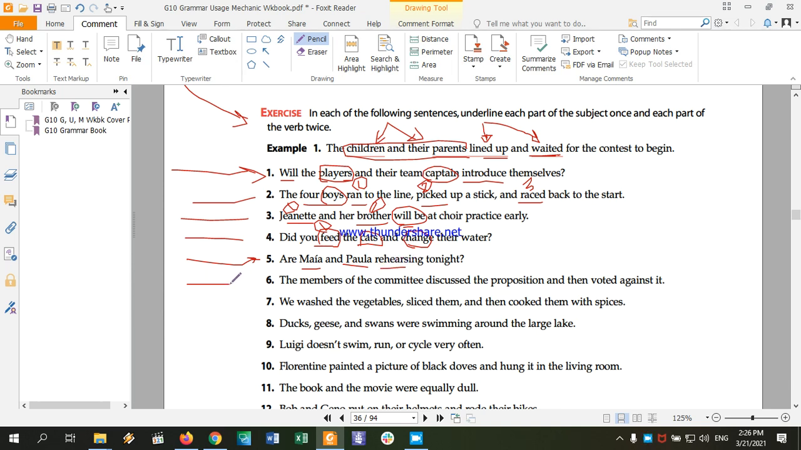Number six. The members of the committee discussed the proposition and then voted against it. The members, this is the main subject, it's a simple one. Discussed, this is the first verb, and voted, this is the second verb.